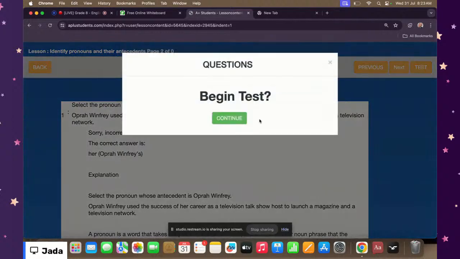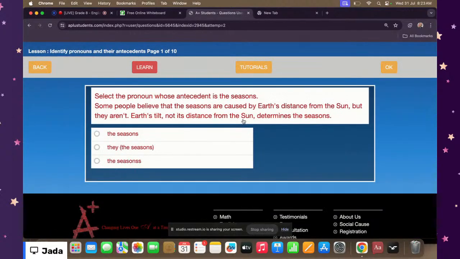Now let's move on to the test. Some people believe that the seasons are caused by the Earth's distance from the sun, but they aren't. Earth's tilt, not its distance from the sun, determines the seasons. Select the pronoun whose antecedent is the seasons. So it should be they, this one here. They aren't. Okay?